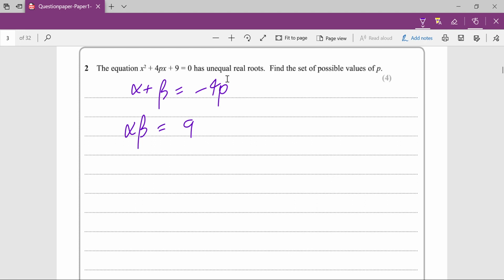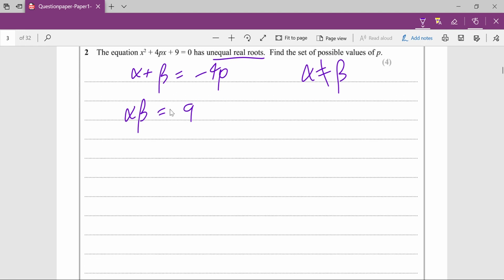So we know it has unequal roots, meaning that alpha must not be equal to beta. Okay, so what I'm going to try first is solving using the quadratic equation for x in terms of p. So we'll have x is negative b, so b is plus 4p, so minus 4p plus or minus the square root of b squared minus 4ac.